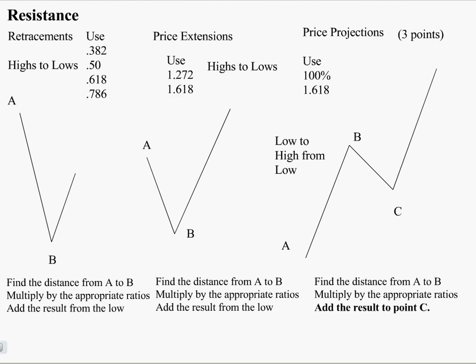Okay, and then this is just the flip side. If you're looking for resistance in the market, you want to run all the retracements highs to lows using 382, 50%, 618, 786. Run the highs to lows using the extensions 1272 and 1618, and then also to find resistance, you want to run prior low to high swings projected from a new low using 100% and sometimes 1.618.